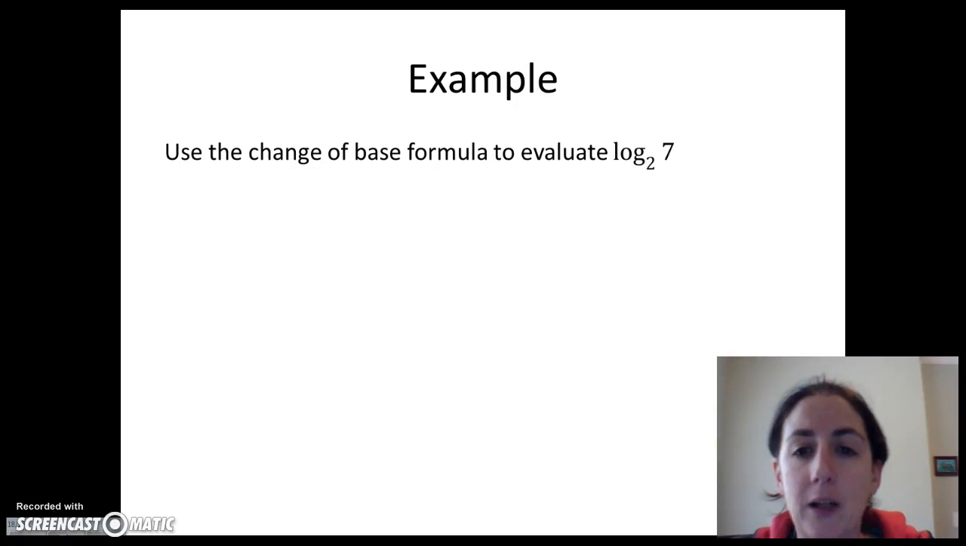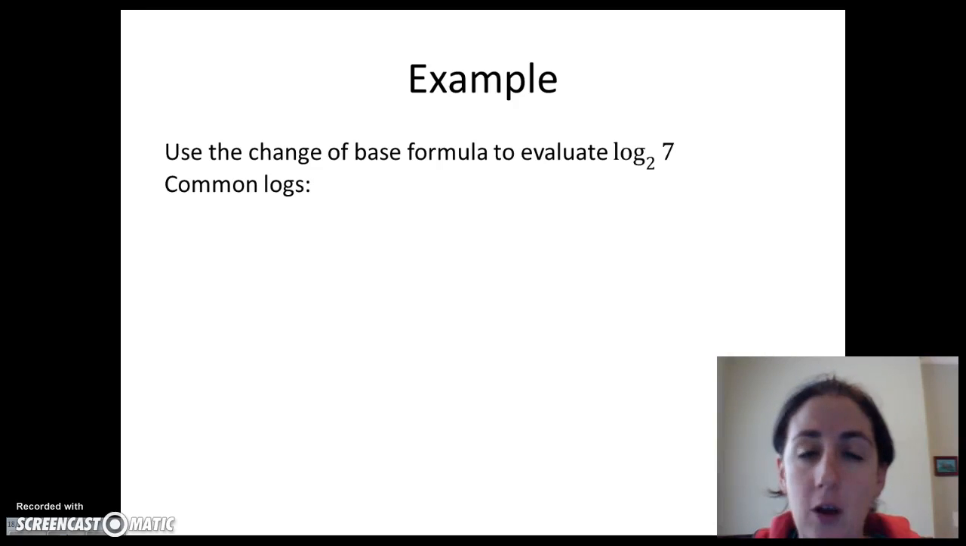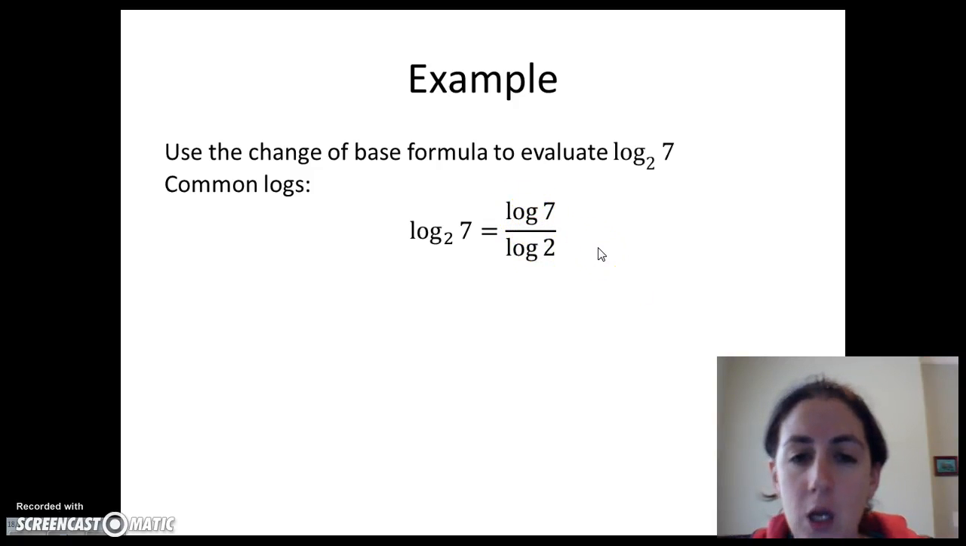If we wanted to evaluate log base 2 of 7, in other words, we want to know 2 to what power gives you exactly 7. We're looking for that exponent. So the problem again is that we don't have a log base 2 button on our calculator. So we can turn it into common logs or natural logs, and you'll see it doesn't matter which one. If we wanted to turn it into common logs, then we would do log of 7 over log of 2. Put that in your calculator, you get approximately 2.8074.